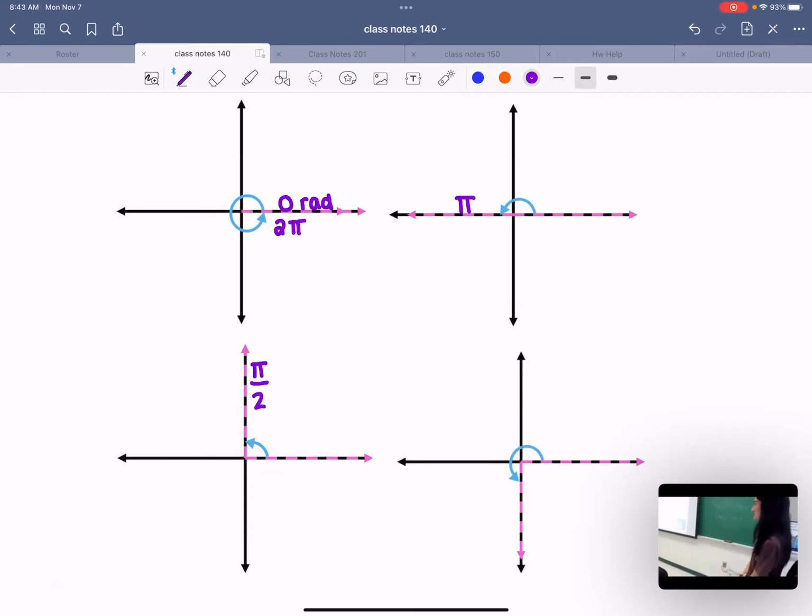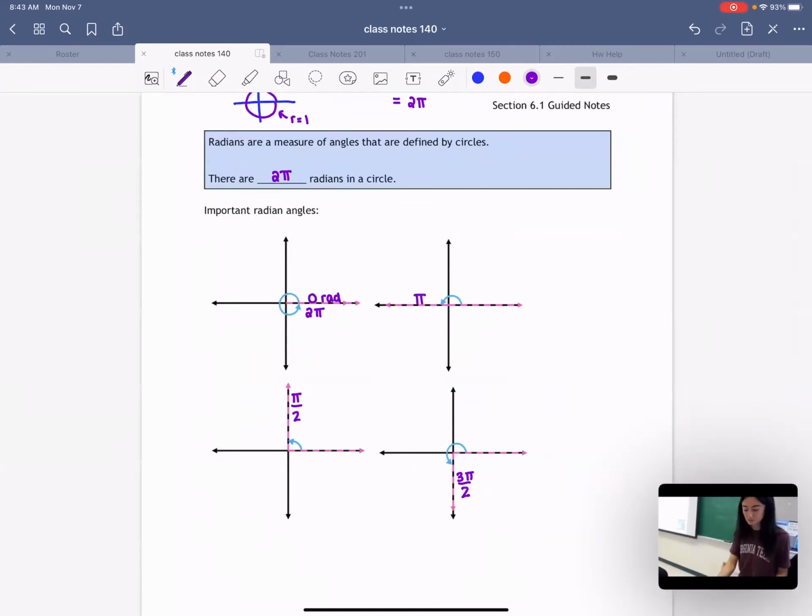3 pi over 2, right? I'm going to take my pi, and add on another pi over 2. So that gives me 3 pi over 2. These are the very important angles that I want you to know in radians. There are going to be others, but we can use these to at least approximate where things are on the unit circle.